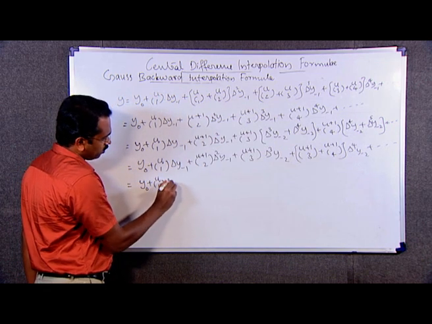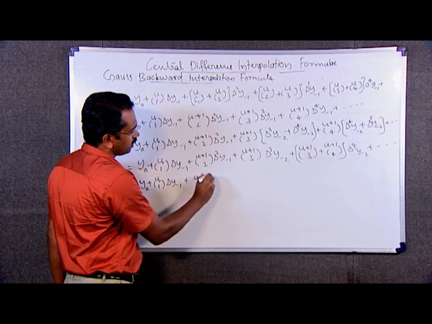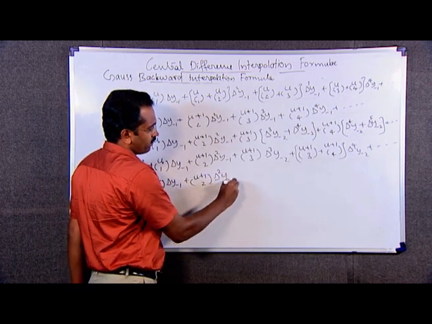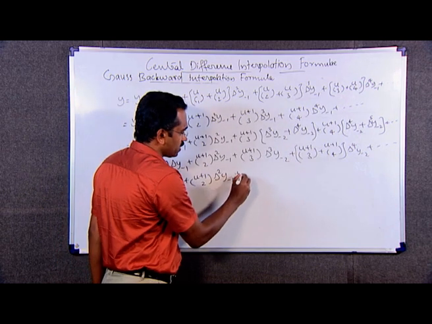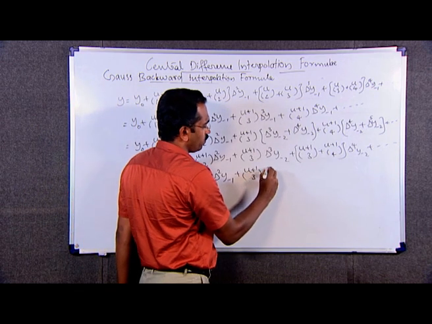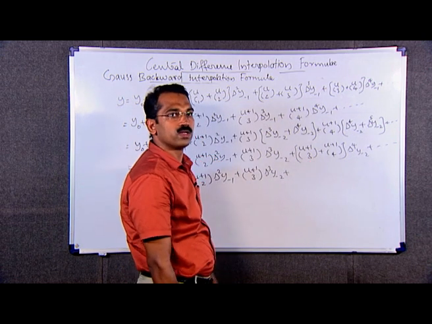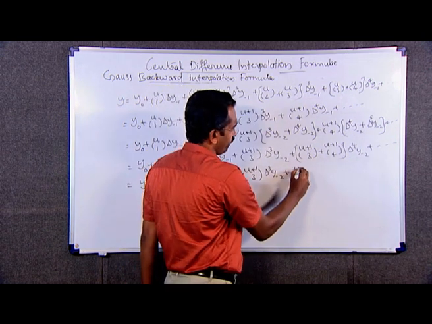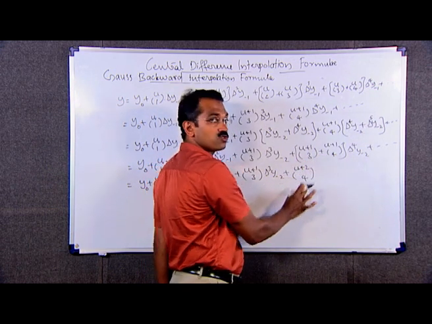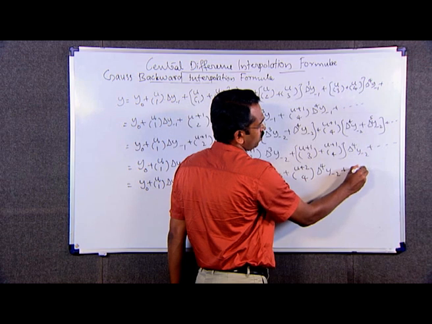This is equal to y naught plus UC1 into delta y minus 1 plus U plus 1 C2 into delta square y minus 1 plus U plus 1 C3 into delta cube y minus 2 plus, this sum can be written as U plus 2 C4. U plus 1 C3 plus U plus 1 C4 means U plus 2 C4 into delta raised to 4 y minus 2 plus etc.